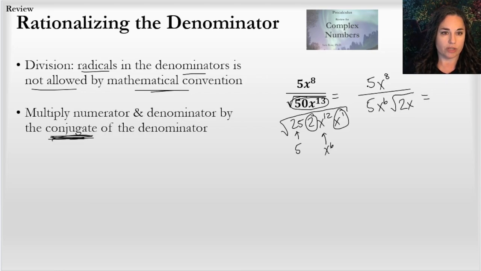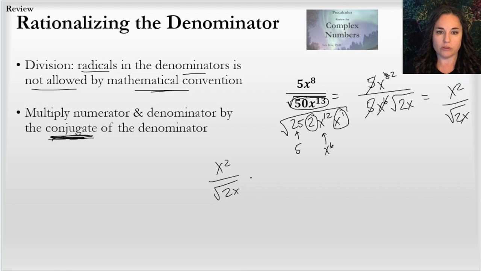Looks like more simplification goes on. I'm going to cancel that 5. I'm going to cancel the 6 and put a 2 up here. I'm going to get an x squared over the square root of 2x. So right away you can see that step here, in order to simplify, is going to make my work easier. So let's get rid of that radical in the denominator.